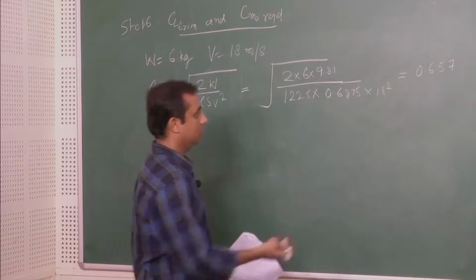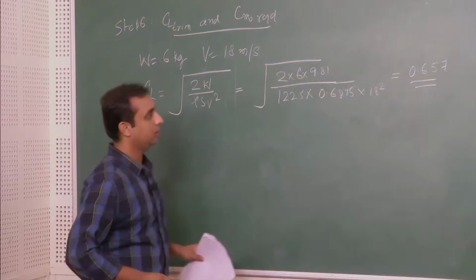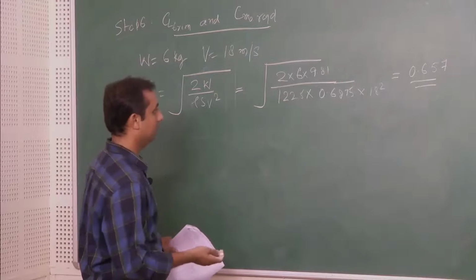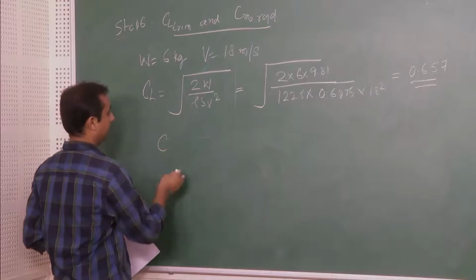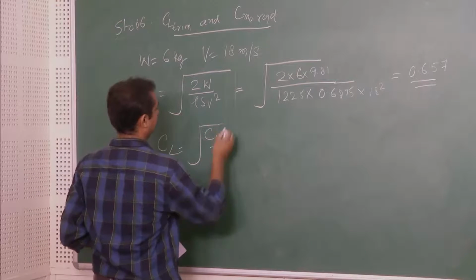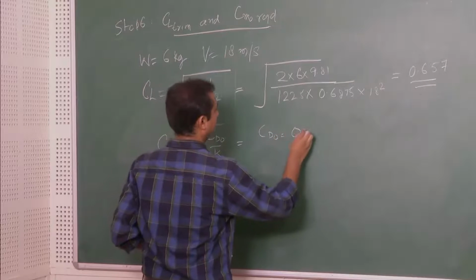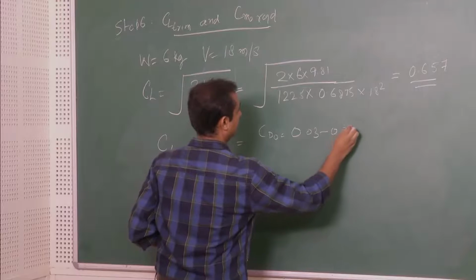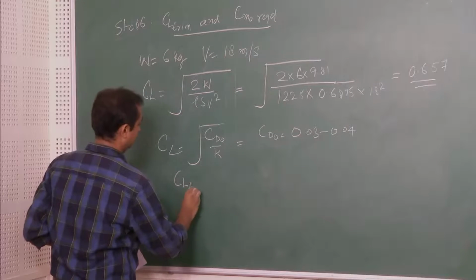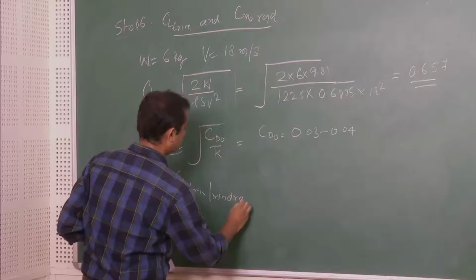Now if you want to change this value, you have to go for another set. This is the value I got for CL trim. There can be different cases for which the CL trim can be different. For instance, you can operate at minimum drag, that is CL equals root of CD naught upon K, where you can calculate CD naught, you can assume something like 0.03 to 0.04, K you can calculate and you will get some CL trim at minimum drag.